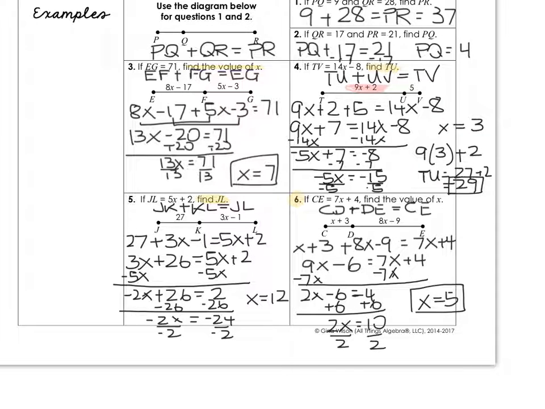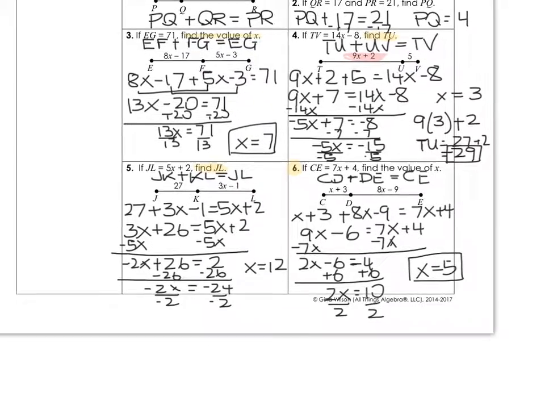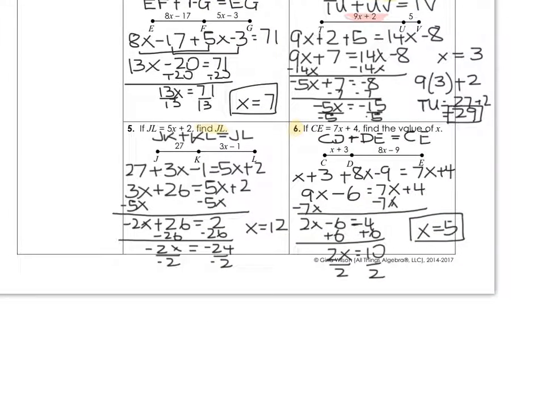But again, that's not what it's asking for. It's asking for JL. And what is the expression for JL? It's up top here. The expression is 5x plus 2. So JL equals 5 times what x is, which was 12, plus 2. 5 times 12 is 60. So JL equals 62.